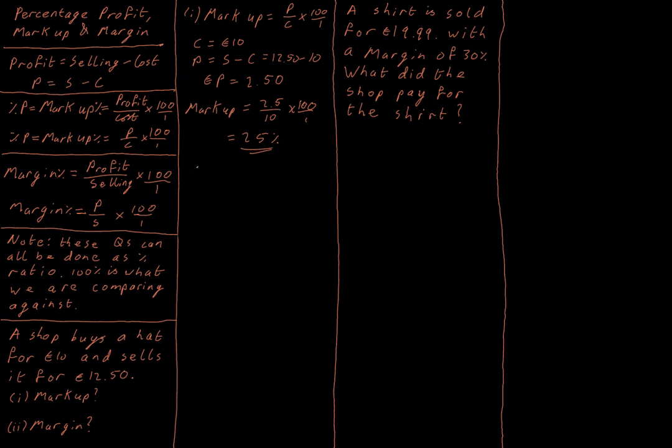And that's my markup. Part 2, I'm asked about my margin. So if I see margin in a question, I write down my formula for margin. It's going to be my profit divided by my selling price multiplied by 100 over 1. I already know my profit. I worked it out in part 1. That's 250. And my selling price was 12.50.